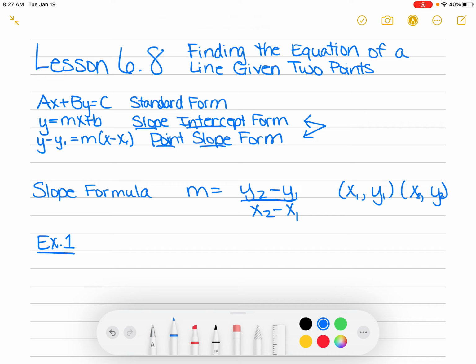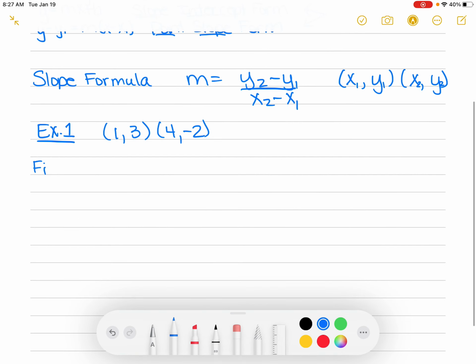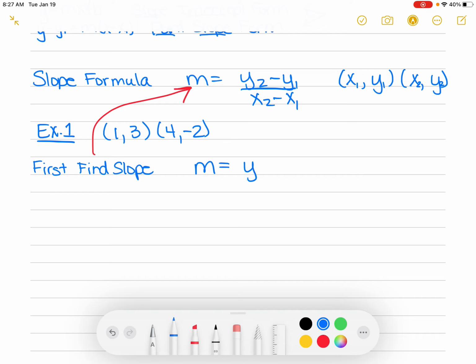Okay, so example 1, if you have the points 1, 3 and 4, negative 2, they want you to write an equation for the line that passes through these 2 points. So first, I'm going to find my slope. So first, find slope. I am going to use this equation to find my slope. I'm going to write it down like this, and then I'm going to kind of erase things while I'm going.